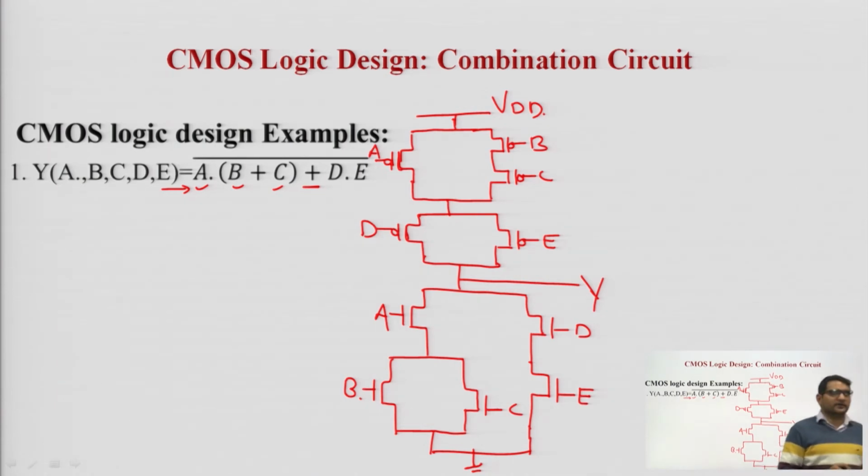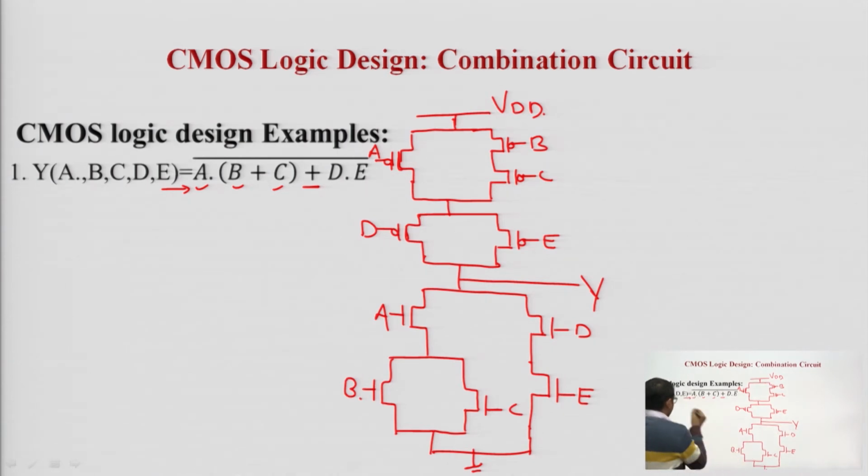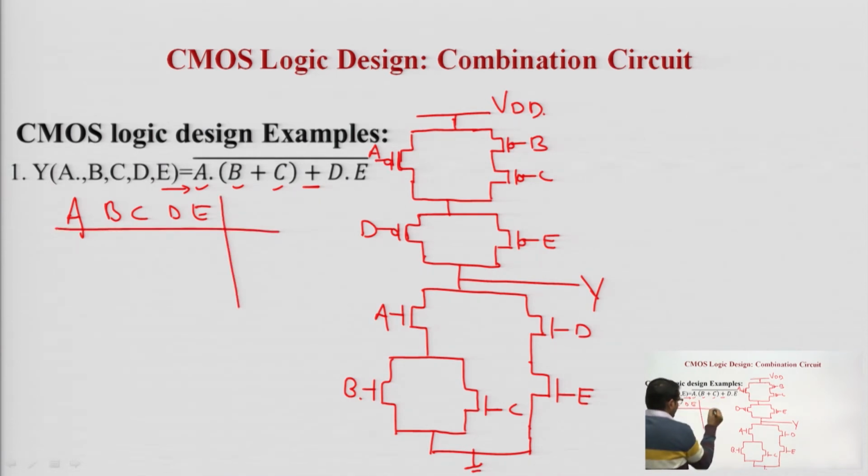There are several methods to check whether our design is correct. The simplest method is the truth table. We put in any combination. For example, let's suppose we take a combination A, B, C, D, E, for example 0, 0, 1, 0, 1. Then the output will become 1.